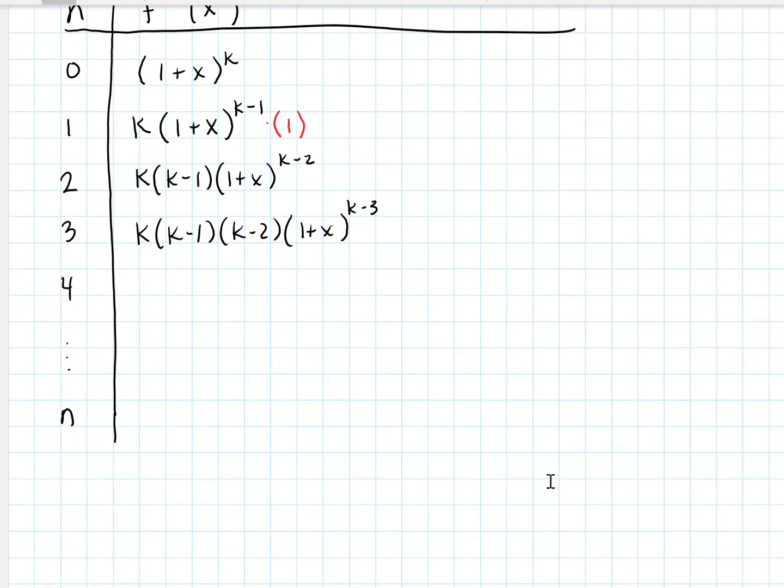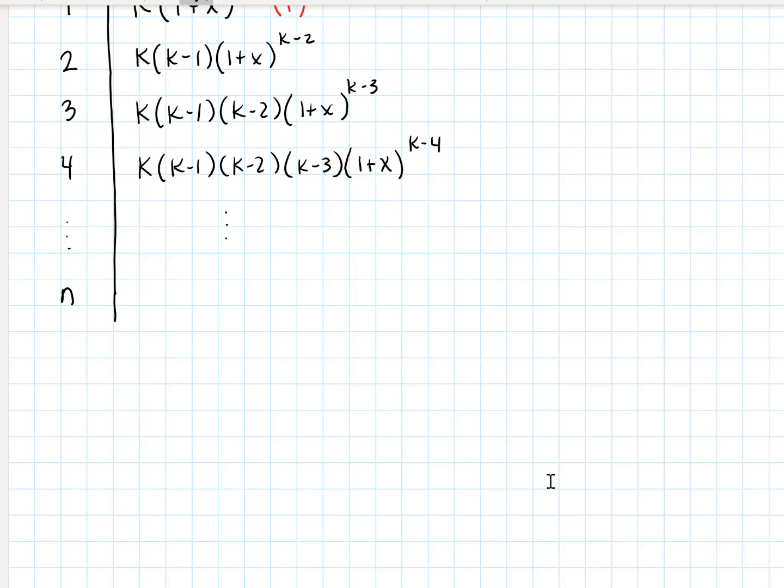By the fourth derivative, we're going to have a product of 4 factors: k times (k-1) times (k-2) times (k-3) times (1 + x)^(k-4), and we can hopefully see what the pattern is going to look like here. Every time we do this, we're going to bring down a power. So by the time we get to the nth derivative, think like the 100th derivative, we're going to have k times (k-1) times (k-2) all the way out to (k-n+1).